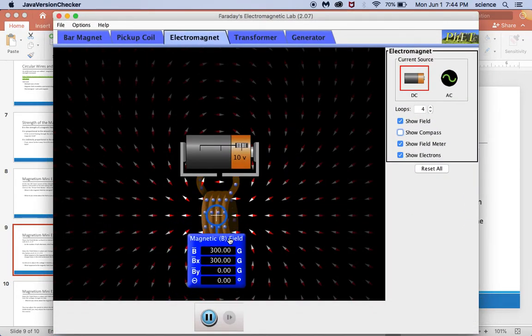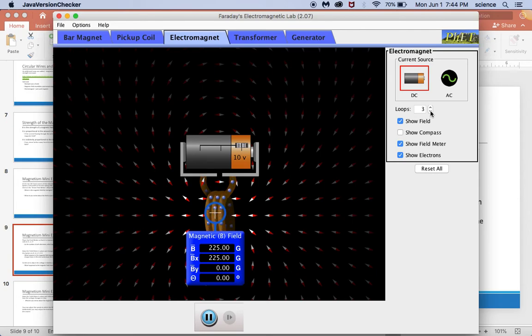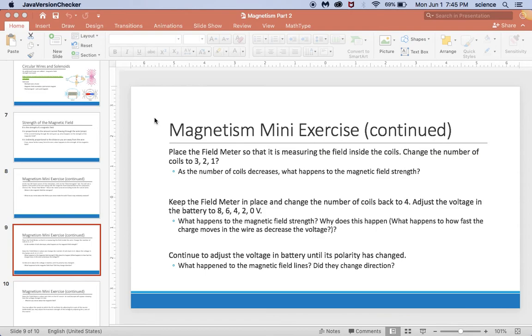So I'm going to put this inside, and right now the magnetic field strength is 300, and there are 4 loops. I'm going to change it to 3, and we can see what happened to the magnetic field. It decreased. I'm going to change it to 2. The magnetic field decreased even more, and I'm going to change it to 1, and the magnetic field is the smallest, right? So as I increase the number of turns of coil, the magnetic field strength gets bigger and bigger, and as I decrease the number of turns, the magnetic field strength decreases.